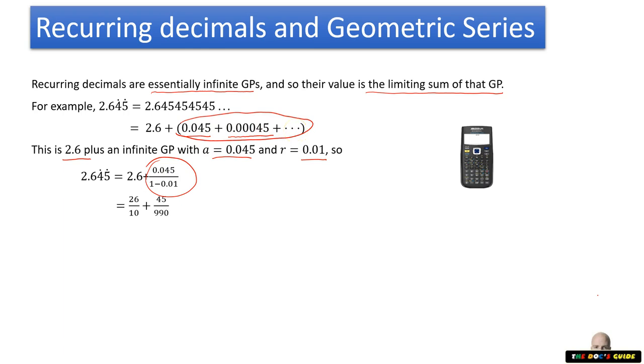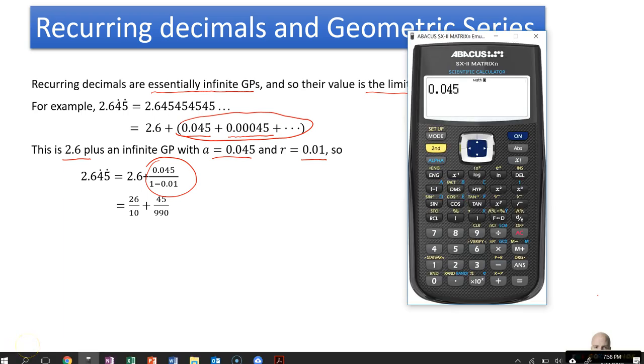Now when we do that, you can do it on the calculator, so I'm just going to bring the calculator up here in a moment and look at how we can do this using the fraction key on the calculator. So if I just concentrate on the limiting sum part for a moment, it's 0.045 over, and I can do the 1 minus 0.01 if I'm not comfortable doing that in my head, and I get this.